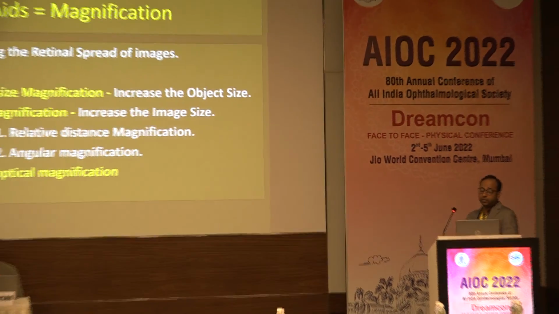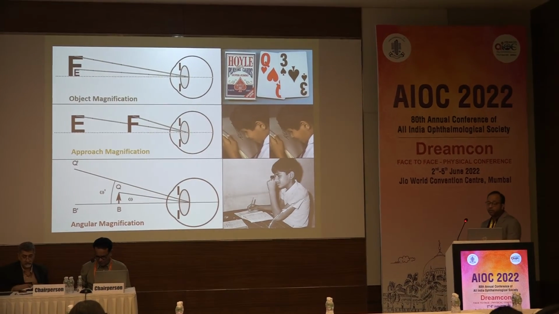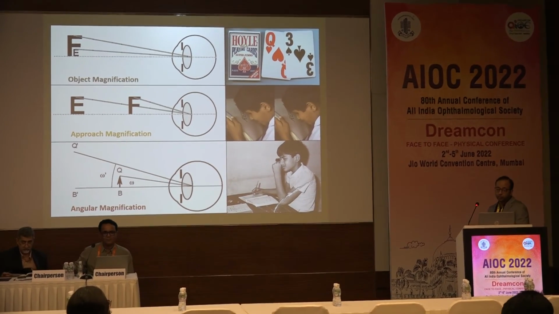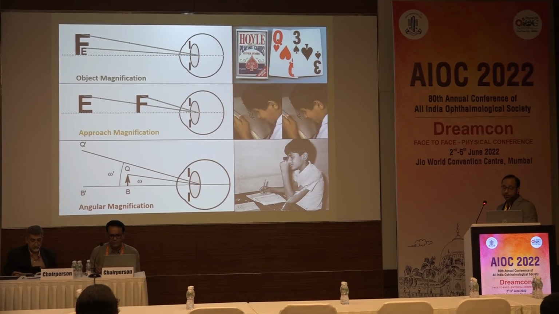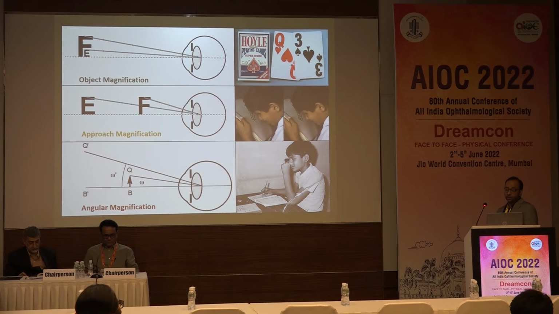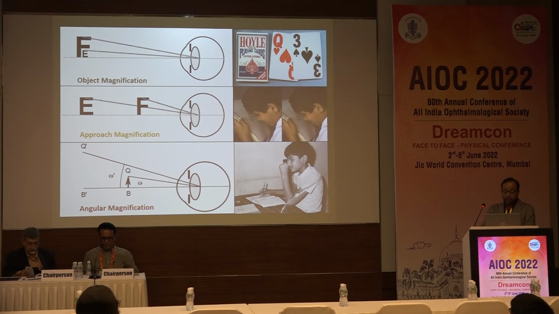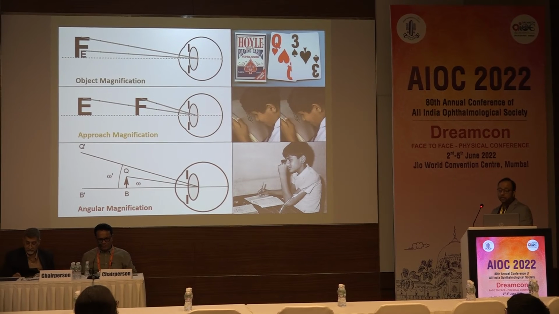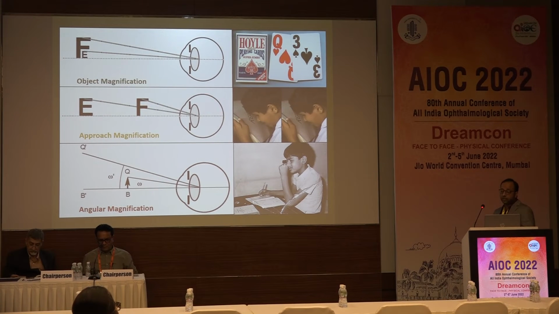The basic principle of LVAs is to magnify, thereby increasing the retinal spread of the images. These are a few types of magnification, and we use a single type or a combination of these types of magnification in various low vision devices. Object magnification means simply enlargement of the size of the object. There is no optical system as such, because it makes the object bigger relative to the visual acuity level which the patient has. The other one is approach magnification or relative distance magnification. It is achieved by simply moving the object towards a person so that it subtends a larger image on the retina.